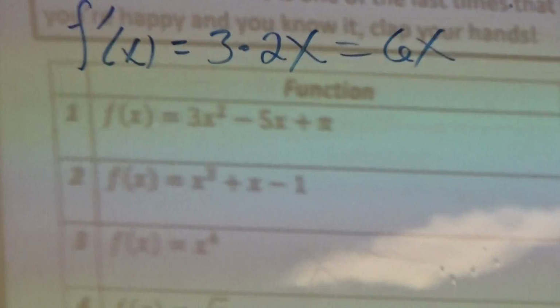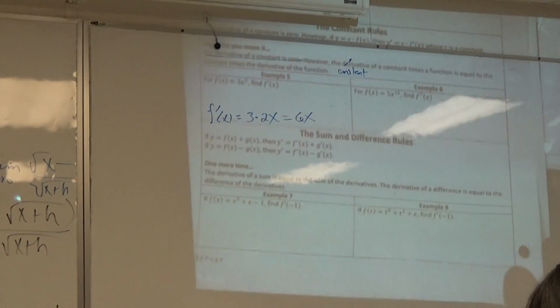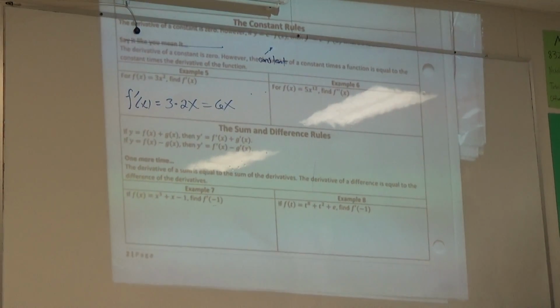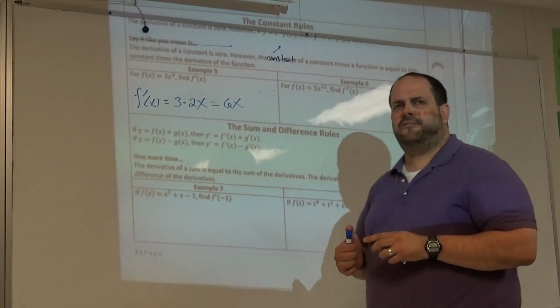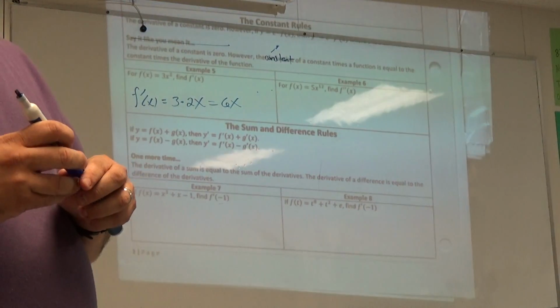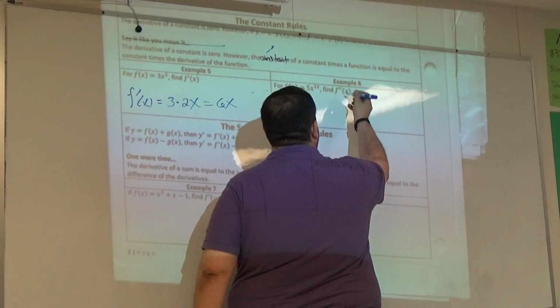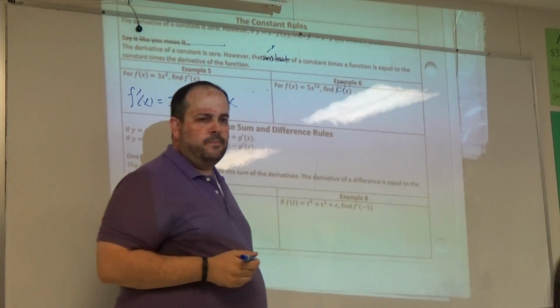Okay. All right. So let's do one more. Example 6. f of x equals 5x to the 12th. Find f prime prime. Trust your instincts.